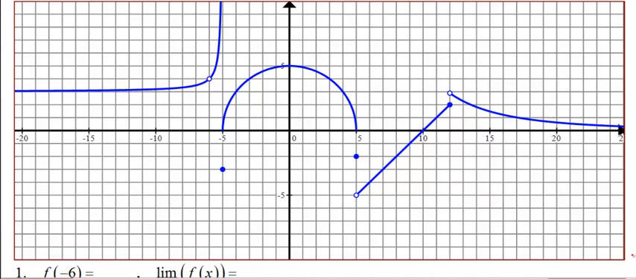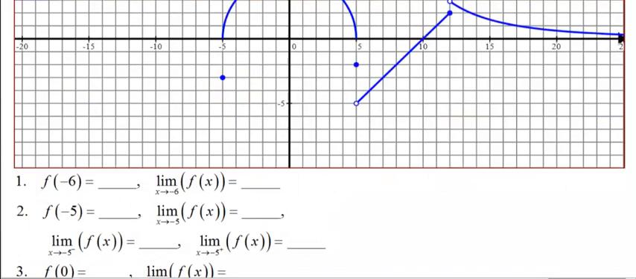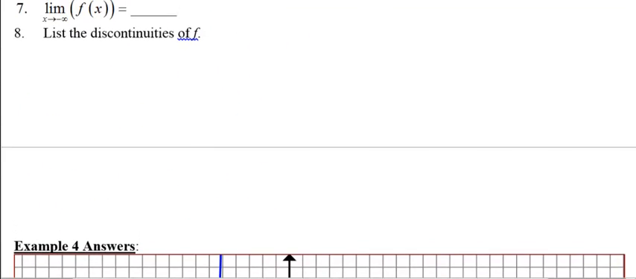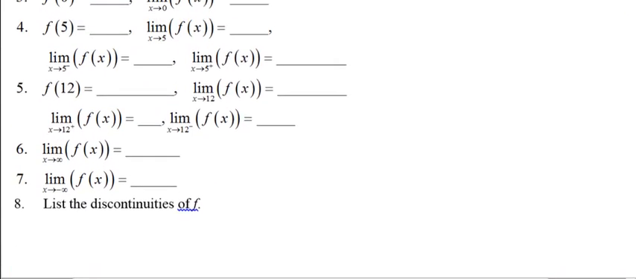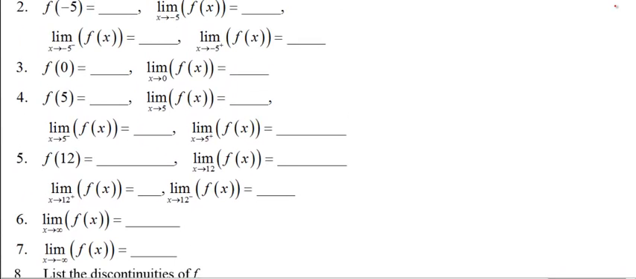Particularly, look at places where there are discontinuities, find the function value there if it exists, and find all the limits near those points, and do the limits as x goes to infinity and minus infinity. And specifically, here are some questions that we're going to answer in just a minute.